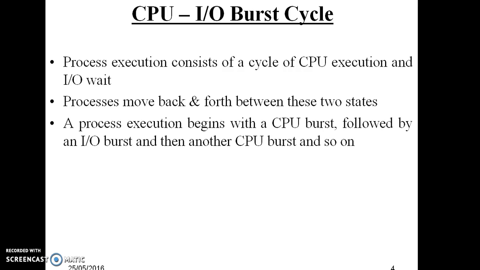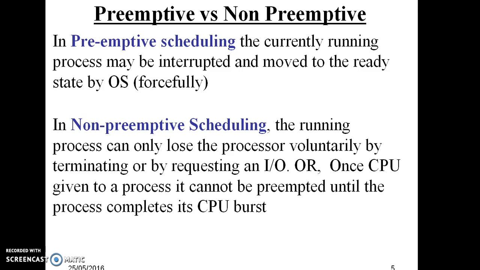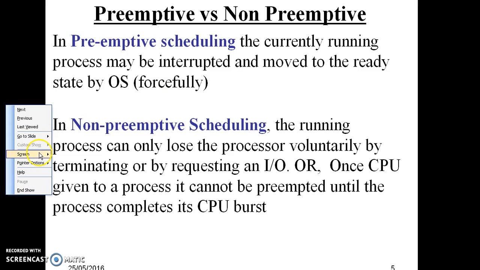A process execution begins with a CPU burst, followed by an input output burst, and then another CPU burst and so on. So we are having a combination of input output burst and the CPU burst time. As already we have seen, the meaning of the preemptive and the non-preemptive scheduling algorithm.